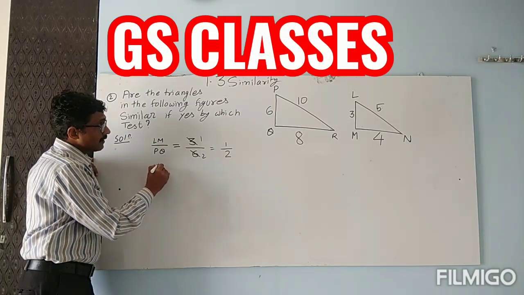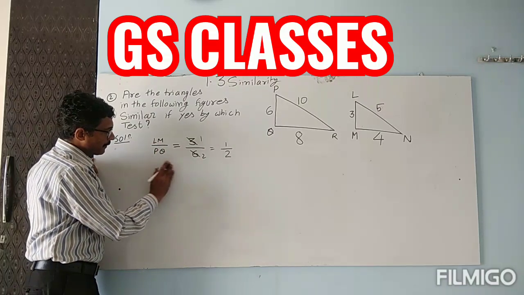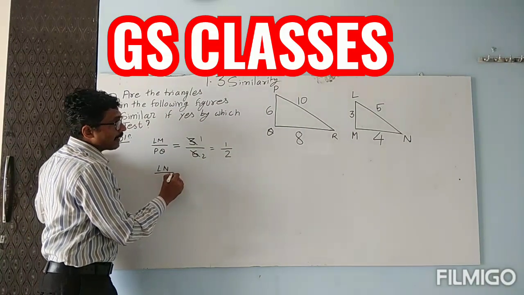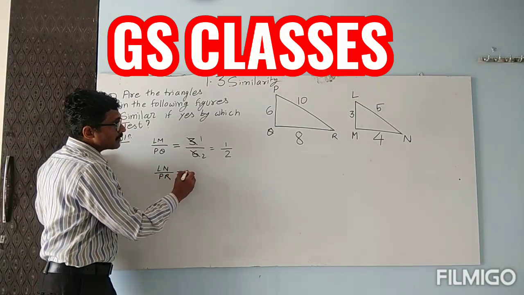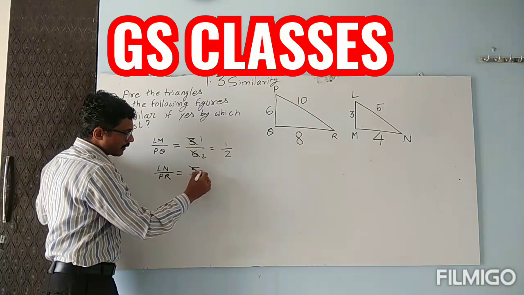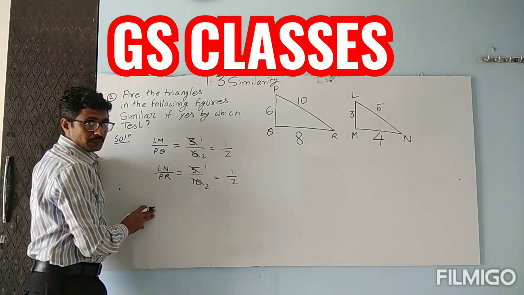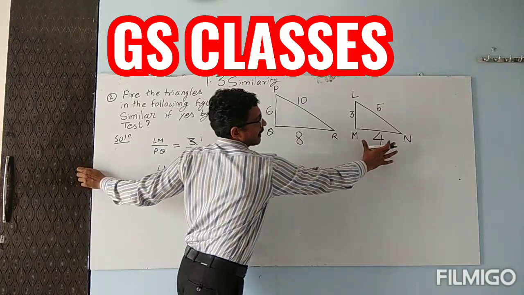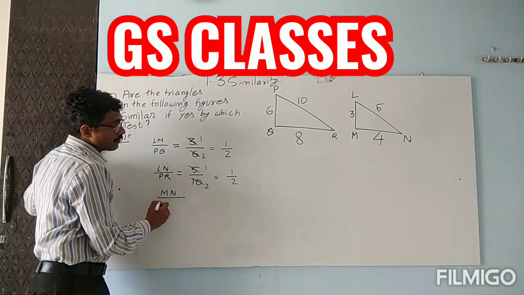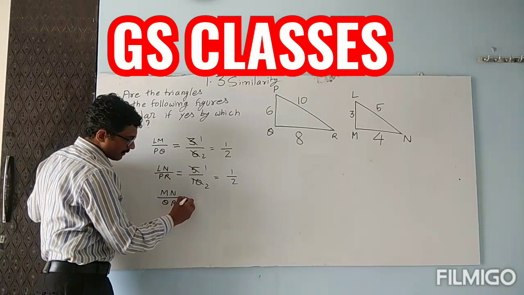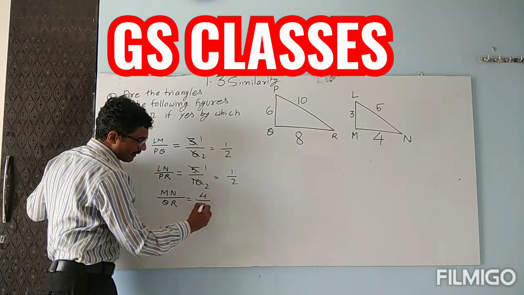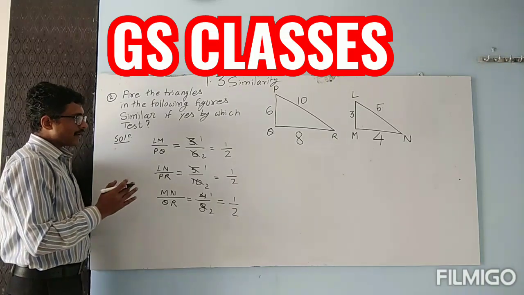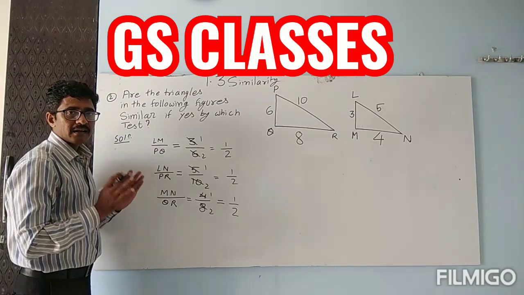Thereafter, children, from there LM we have taken. Now we will be taking LN. See, LM I have taken. Now I am taking LN upon PR, which is going to be 5 upon 10. If I cancel it, I am getting 1 by 2. Again, children, from there I am taking MN upon, from here what I have to take? QR, which is going to be 4 by 8. And this is now again going to be 1 upon 2. So children, what are we finding? That the ratio of all these sides is the same.